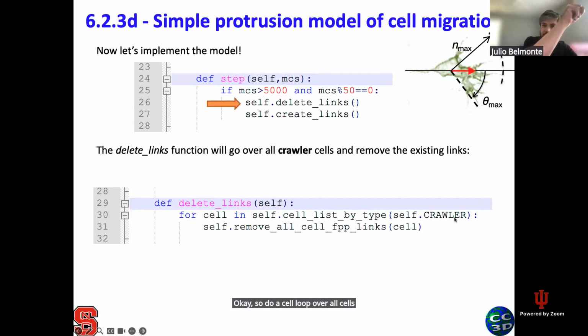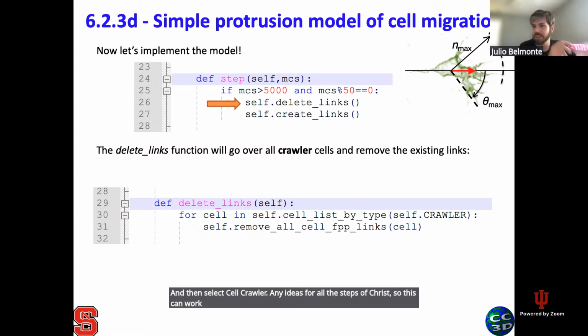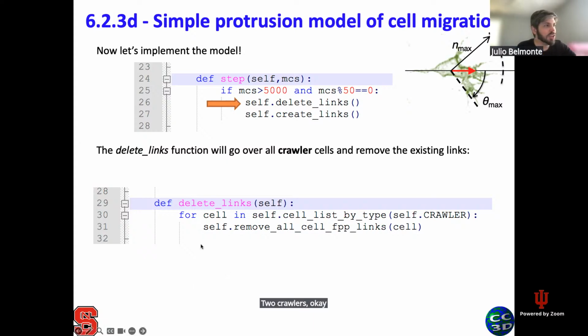You can use the CompuCell3D CompuCellPython ML, select visit all cells of a given type, and then select cell crawler. Inside this, for all the cell crawlers, so this can work with more than 2 crawlers, you use an intrinsic function called self.remove_all_cell_FPP_links_of_that_cell. And that's going to be your delete links function.